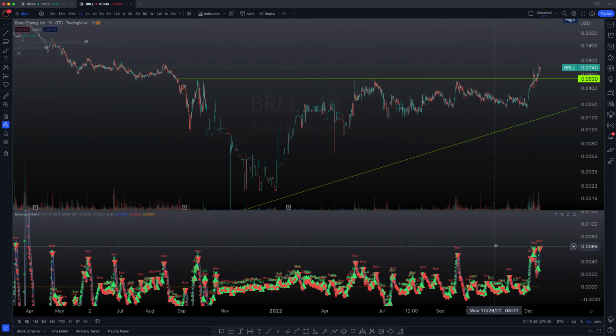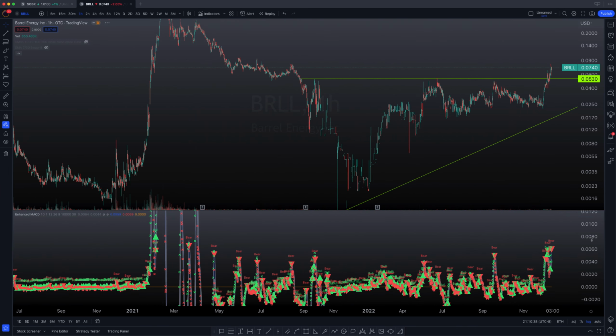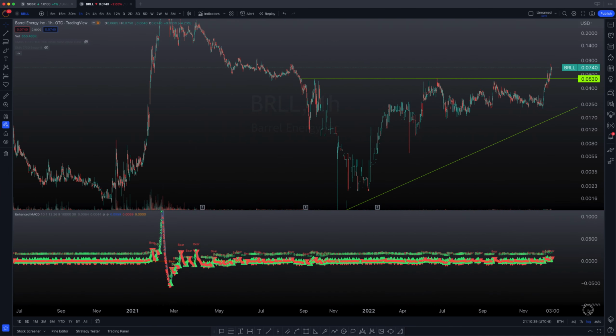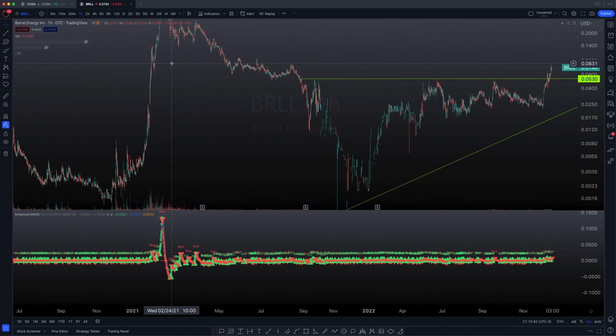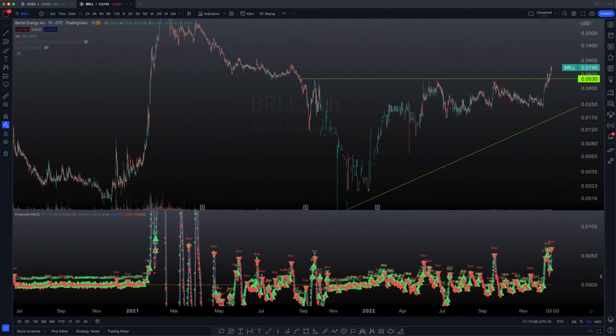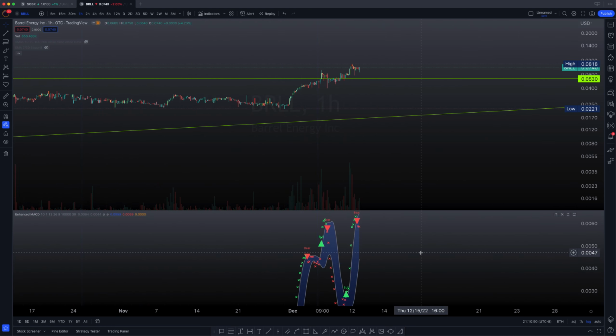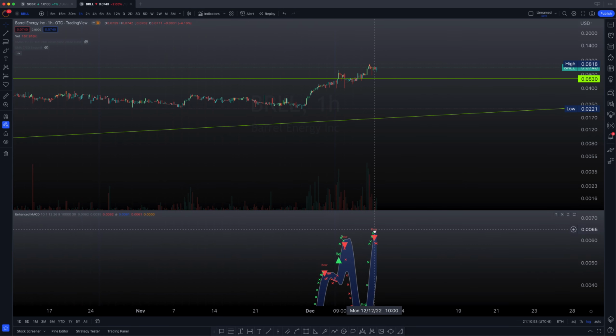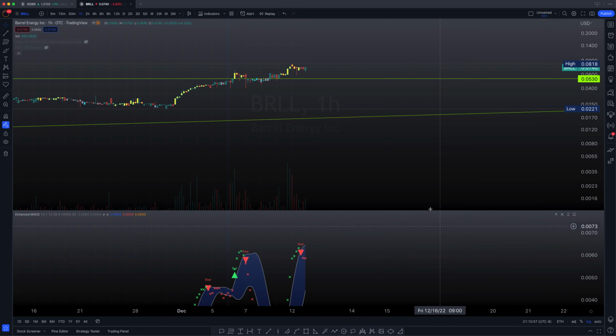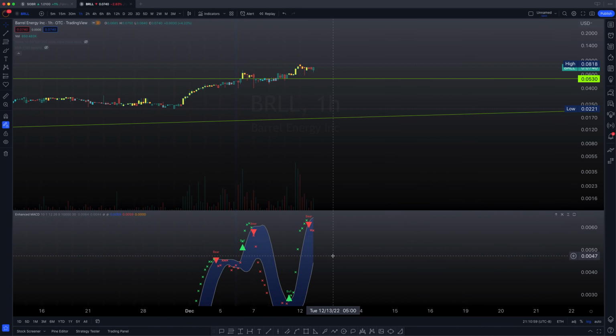Actually, there's only one iteration in the past where we made this massive upside. So wow, we're already at a very high iteration here, and Enhanced MACD is printing a bear signal on the hourly chart. So this is trying to find some downside right now, which I can actually give this indicator some credit.